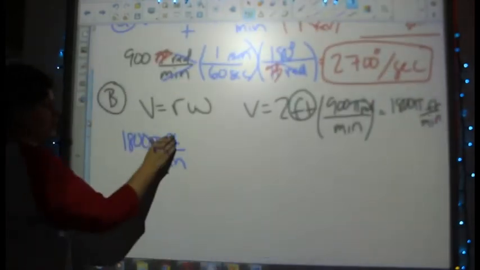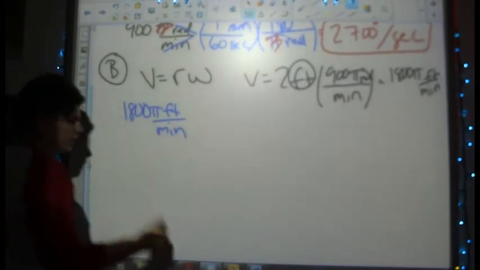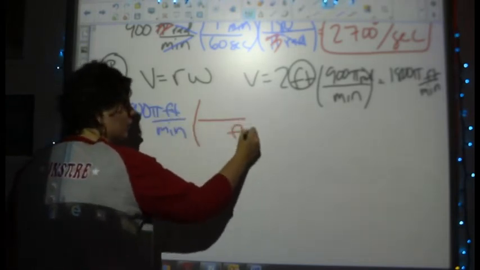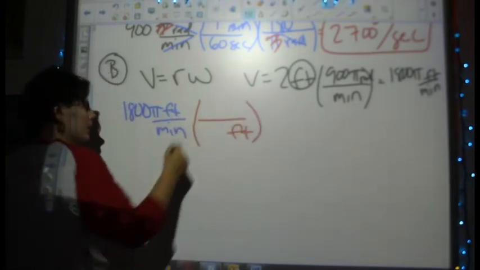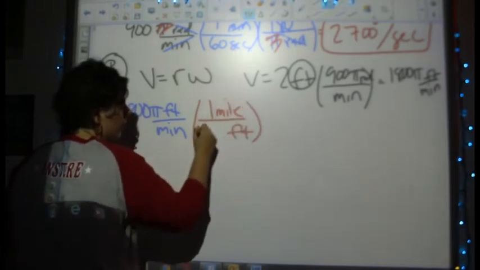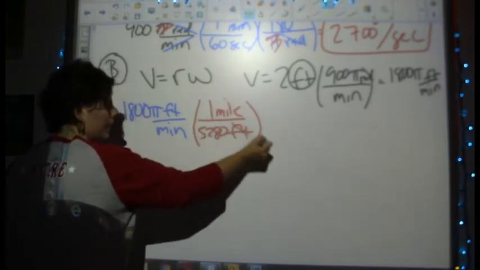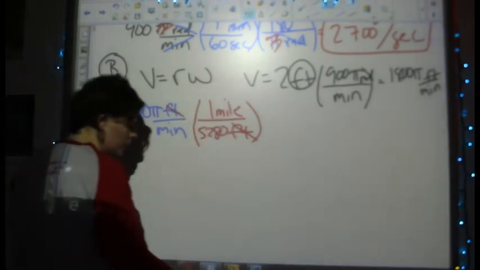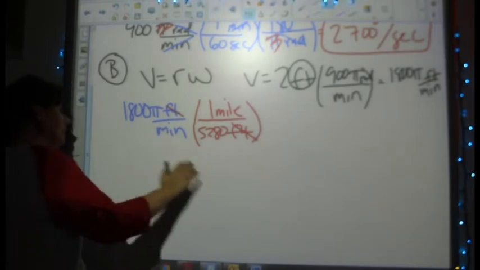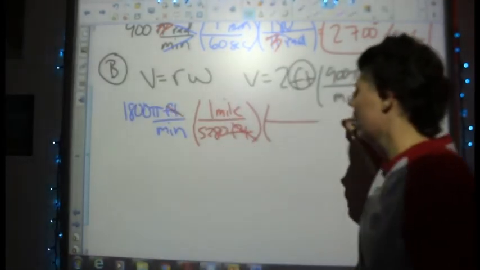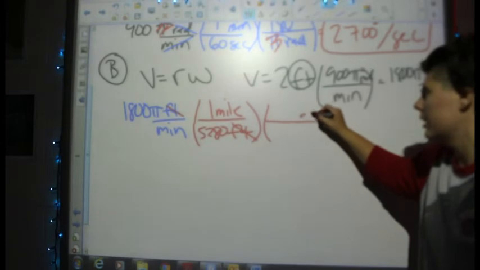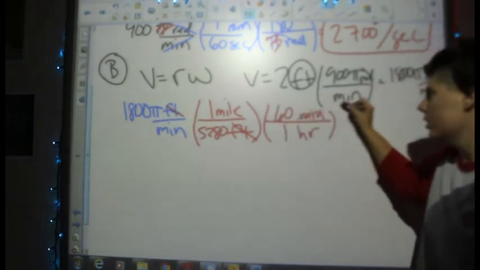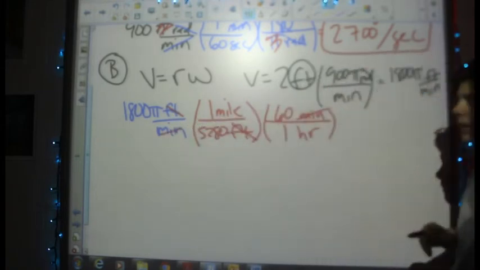And in order to do that, I need to change my feet and I need to change my minute. Let's go ahead and start with the feet here. The feet are on top, so I need feet on the bottom so they will cancel, and I'm going to miles. And I know for every 1 mile, there are 5,280 feet. Again, the feet will cancel. Now I'm in miles per minute. I don't want miles per minute, I want miles per hour, so I need to go from minutes to hours here. I have minutes on the bottom, so I need minutes on the top. And I know that there are 60 minutes for every 1 hour. Again, notice the units cancel. When they're on the top and the bottom, they cancel.